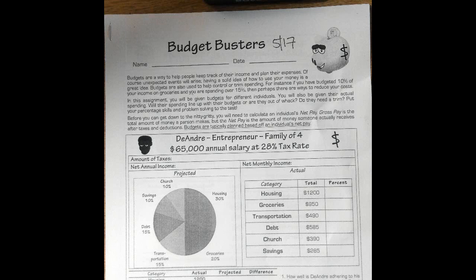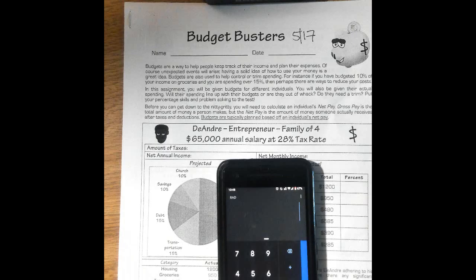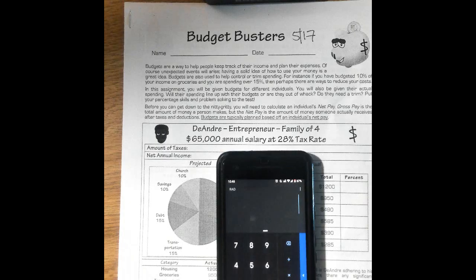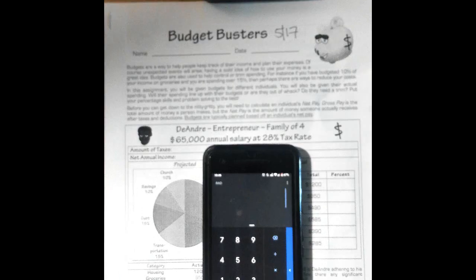So when this person has $65,000 as their annual salary, instead of looking at the different amounts and taxing them at different brackets, we're just going to tax that entire $65,000 at a 28% tax rate. And so a lot of this is percentages today, and I'm going to work with my phone calculator just to help you guys out, assuming that you don't have a TI-84.